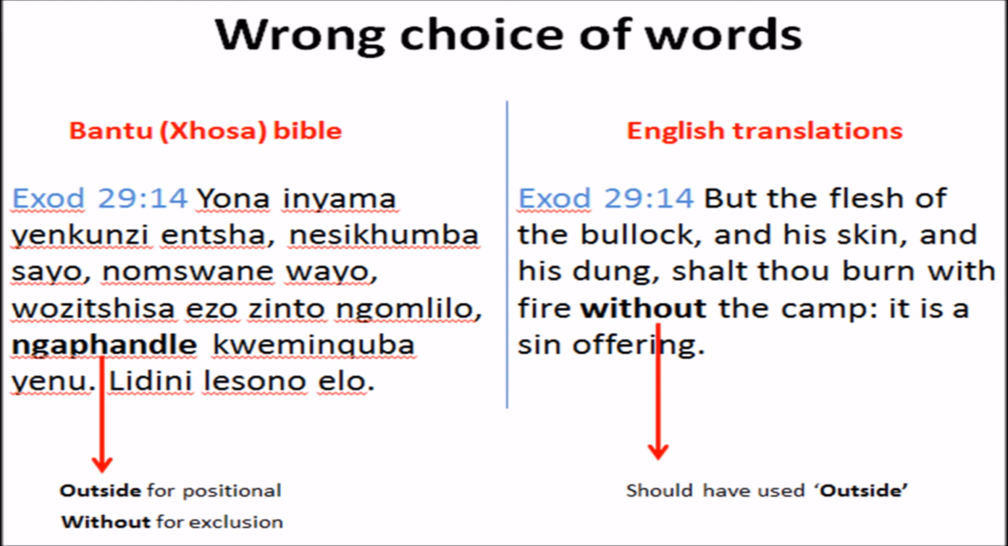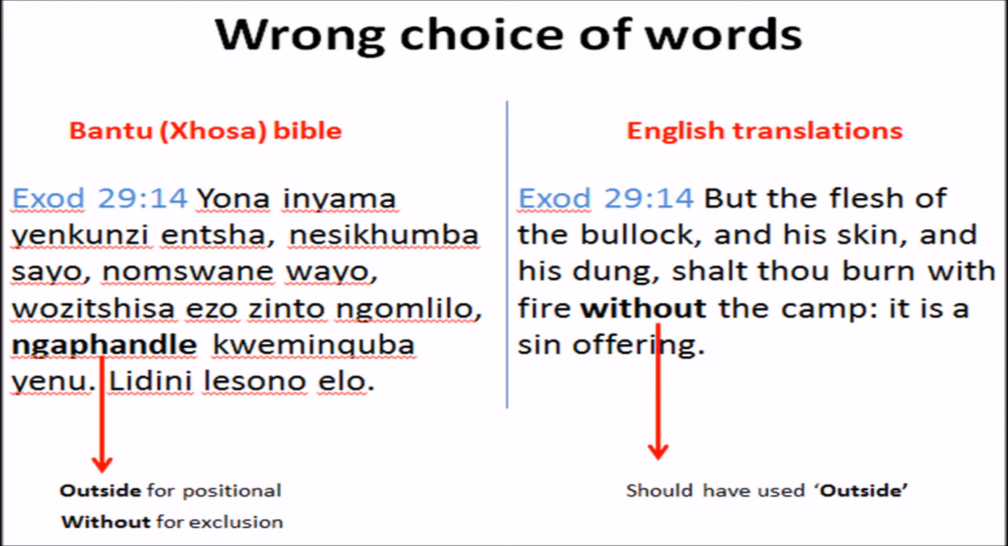So they started using fire, so we were burning fire without the camp. They should have said fire outside the camp, not without the camp. Because if a Bantu person was translating, let's say somebody's arguing, no, this was translated from English to Bantu. No. Because if it was translated from English to Bantu, the Bantu person would say, burn with fire without the camp. They would say, oh okay, without the camp? Then it doesn't even make sense.